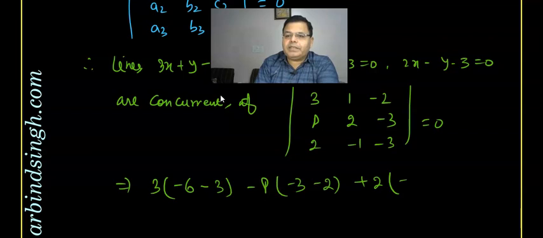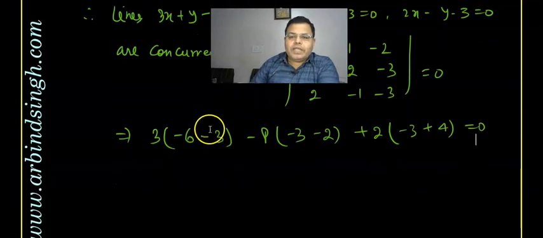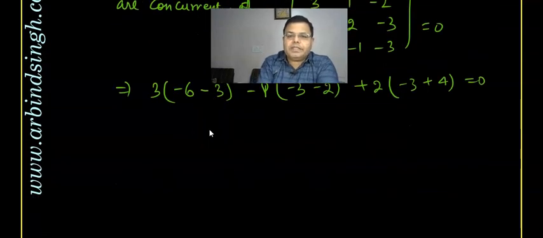So that will be minus 3. And again, 2 multiplied by minus 2 is minus 4, so minus of minus 4 is plus 4. That is equal to 0. So in that case, what will happen? This is just minus 9 multiplied by 3, which is minus 27. This is plus 3p or minus.